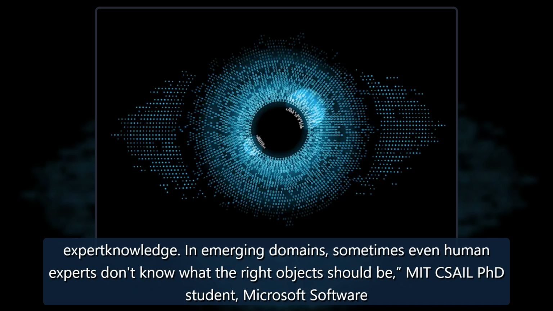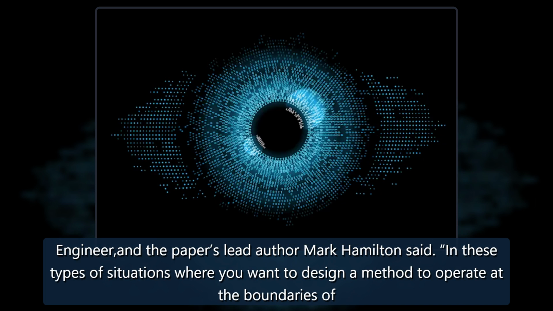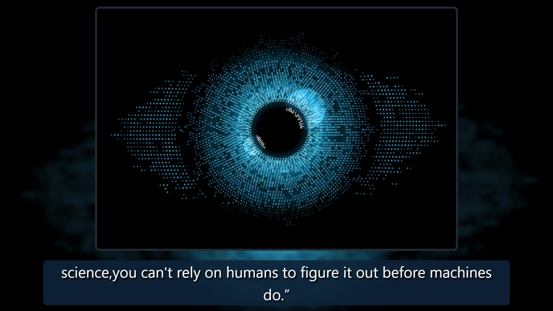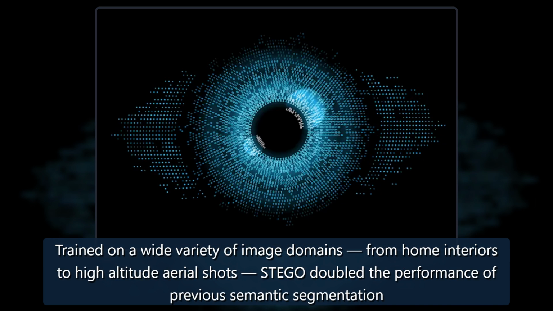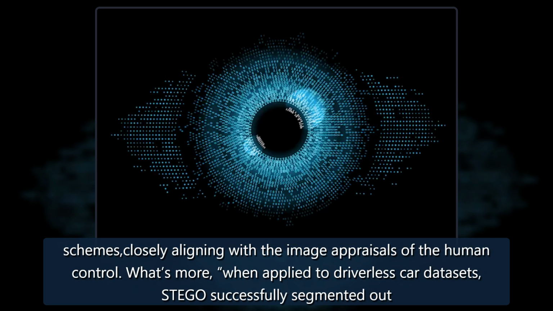MIT CSAIL PhD student, Microsoft software engineer, and the paper's lead author Mark Hamilton said, "In these types of situations where you want to design a method to operate at the boundaries of science, you can't rely on humans to figure it out before machines do." Trained on a wide variety of image domains, from home interiors to high-altitude aerial shots, Stego doubled the performance of previous semantic segmentation schemes, closely aligning with the image appraisals of the human control.